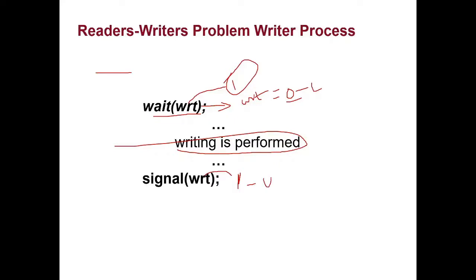After this, any process can enter into the critical section. Even if the writer wants to enter again, it can enter. Now suppose there is already a writer process inside the critical section and another process tries to enter into the critical section. It sees the value 0 and that process gets stuck in the wait operation. And when the writer finishes, it changes the value of the variable and it is unlocked, and the process which is stuck in the wait operation will be allowed to enter into the critical section.